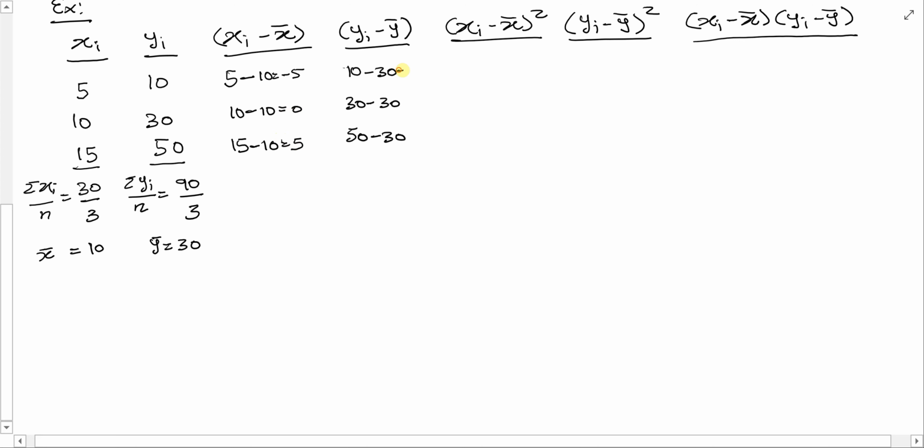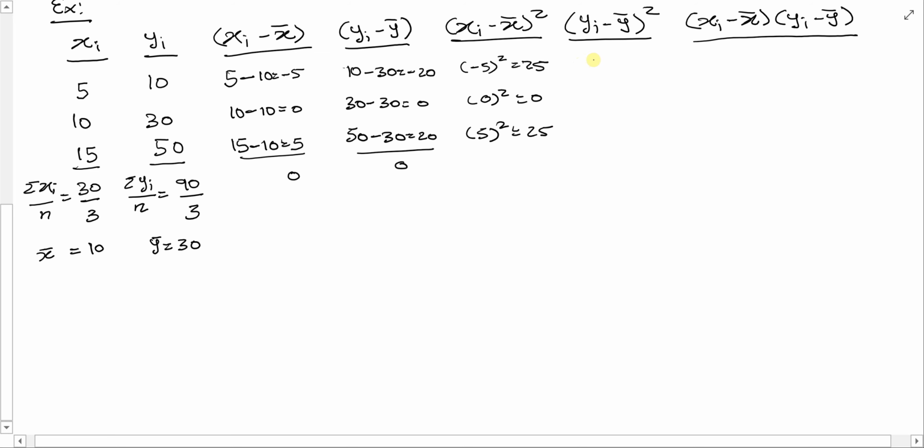That's 5. That's minus 20. This is 0. And this is positive 20. Now notice, of course, the sum total is 0 in each case. Then you would want to square these deviations of x's and y's. And so minus 5's square is 25, 0 square is of course 0, and 5 square is again 25.